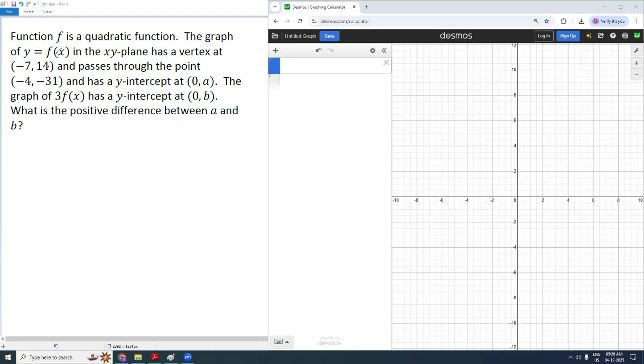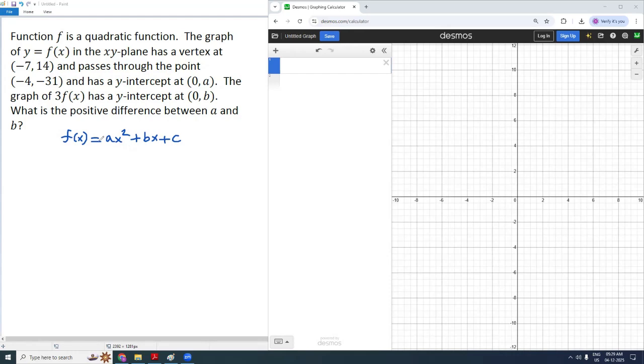Okay, now let me consider the given quadratic function f of x. We can write this quadratic function f of x in standard form, that is f of x equals ax square plus bx plus c. To get the y-intercept of this quadratic function, that is 0, a, we need to know the function first. For that, we need the values of the unknown constants a, b and c over here.